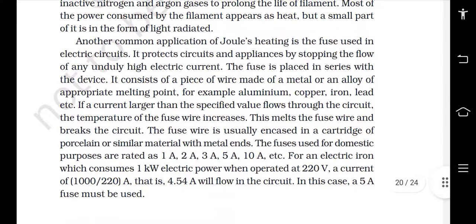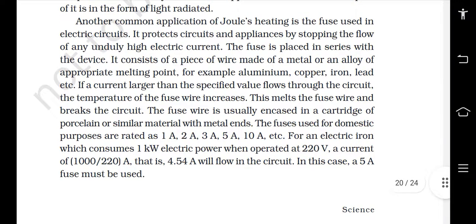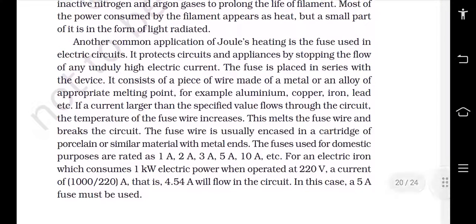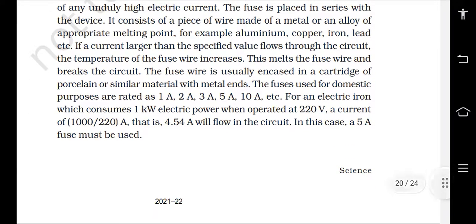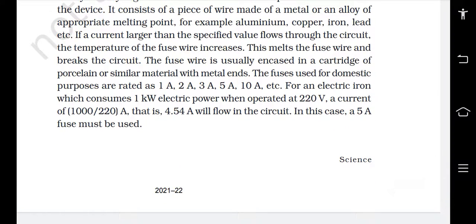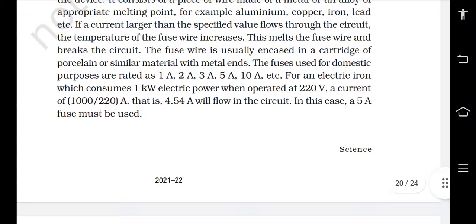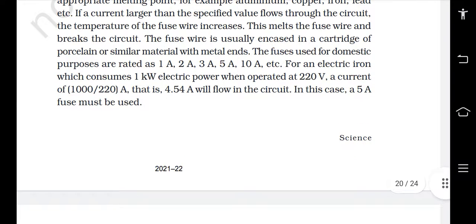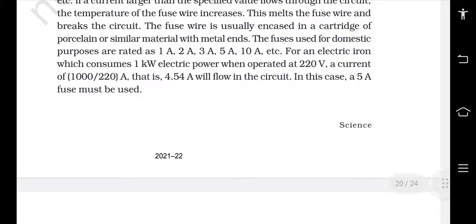Okay, another example of the heating effect is the fuse, a device that works by Joule's law of heating. For domestic purposes, there are different fuses of 1 ampere, 2 ampere, 3 ampere, 5 ampere, 10 ampere, and so on. Suppose one device is consuming 4.54 ampere current.